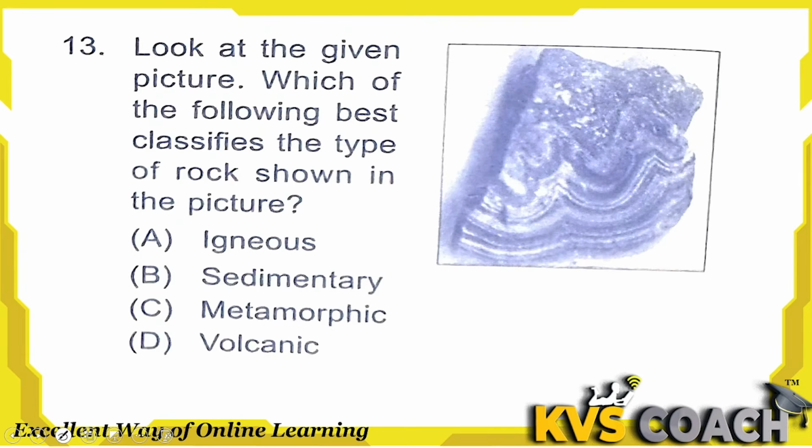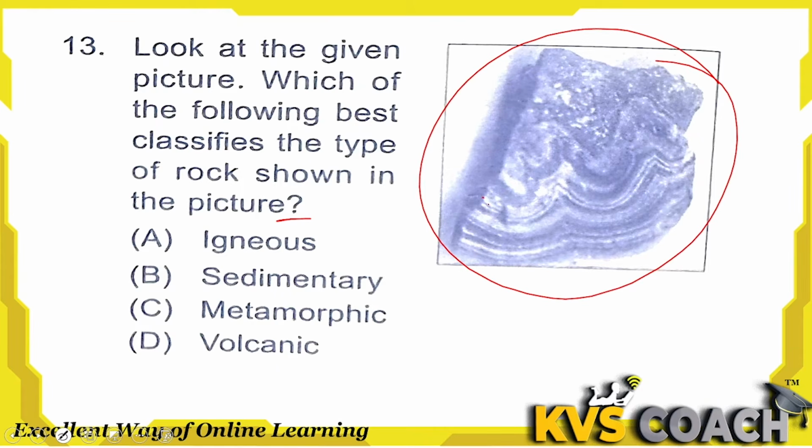Next is, look at the given picture. Which of the following best classify the type of rock shown in the picture? Look at this picture. In this rock you can see particular lines. This is the rock with particular lines or layers. You can see this design. This type of rocks are known as sedimentary rocks. They have lines or layers.